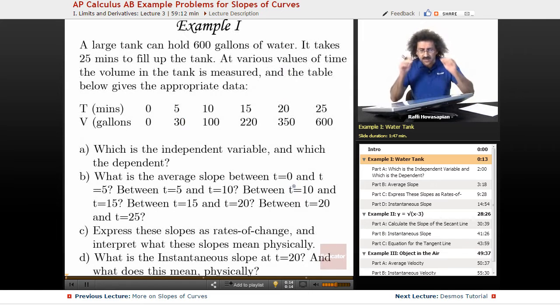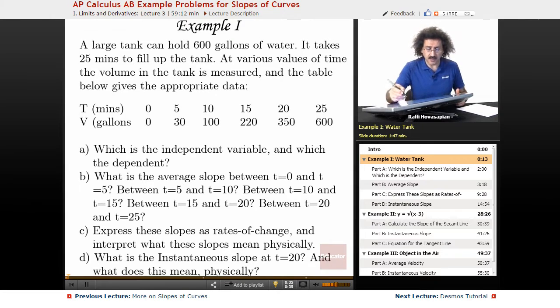Okay, this seems like a long problem. It's not. It's just that there's a lot of information in it. We just have to keep track of this stuff. So a large tank can hold 600 gallons of water. It takes 25 minutes to fill up the tank. At various values of time, the volume of the tank is measured, and the table below gives the appropriate data.